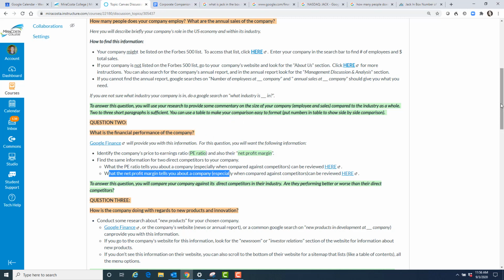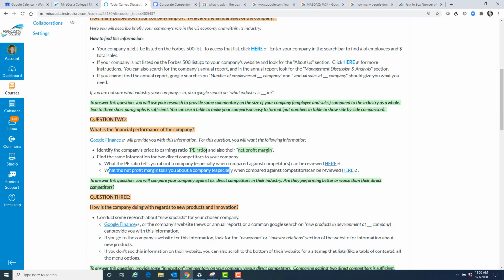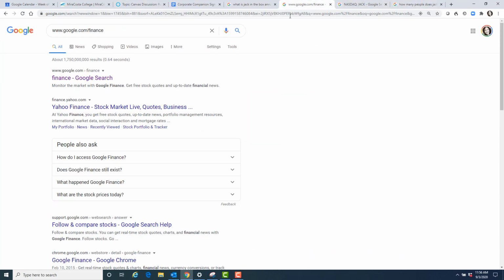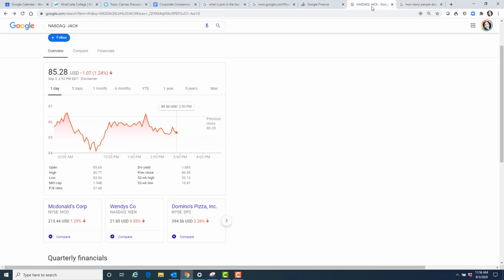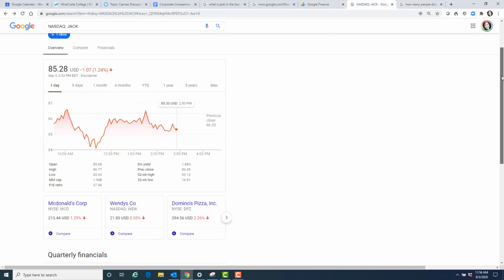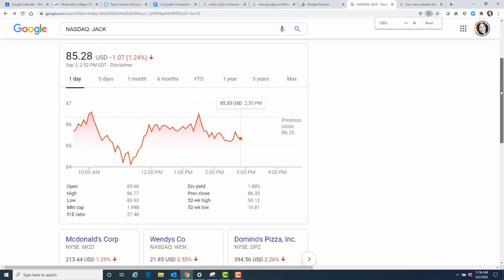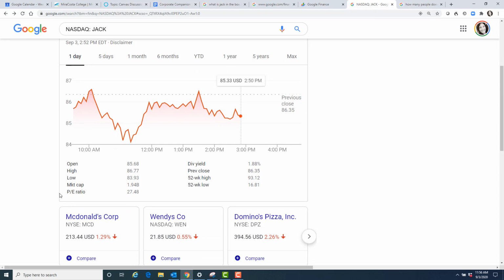So I'm going to go back and I got my marching orders. I need the PE ratio and I need the net profit margin. So I'm going back to Google Finance. Going back to Google Finance, and I'm going to start by looking for the PE ratio, the first item. And right there on the first page, we see the PE ratio here, price to earnings ratio. What is it for Jack in the Box?